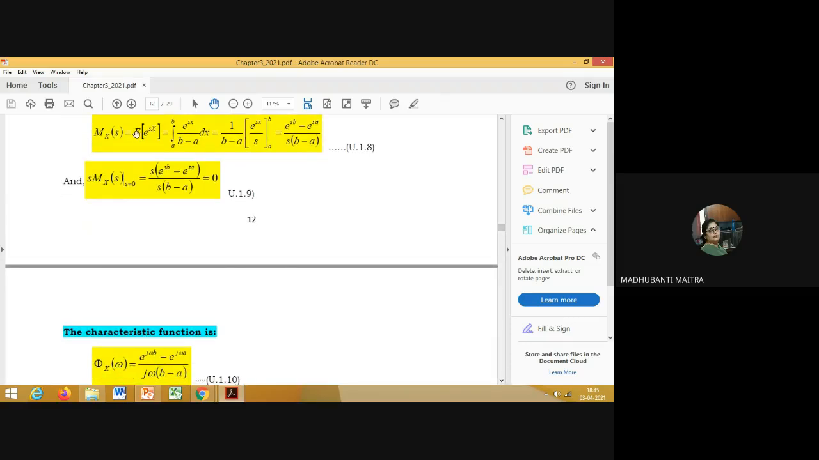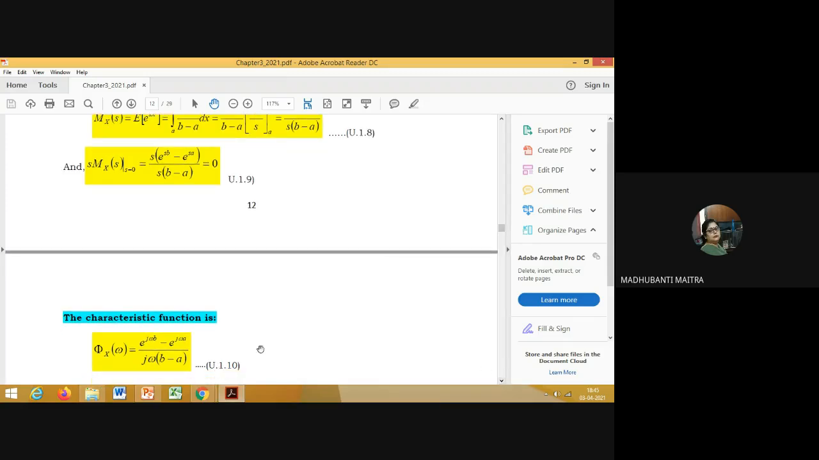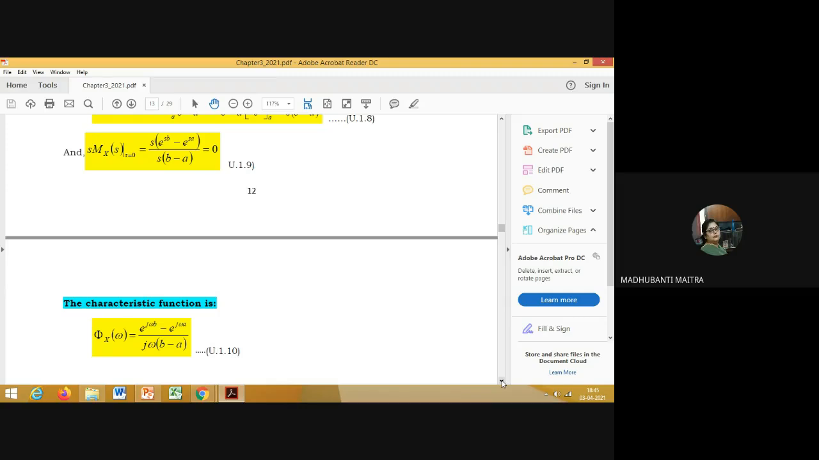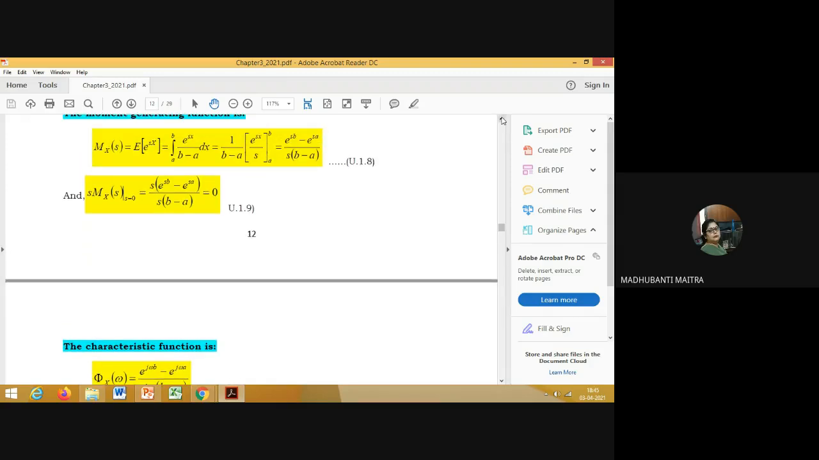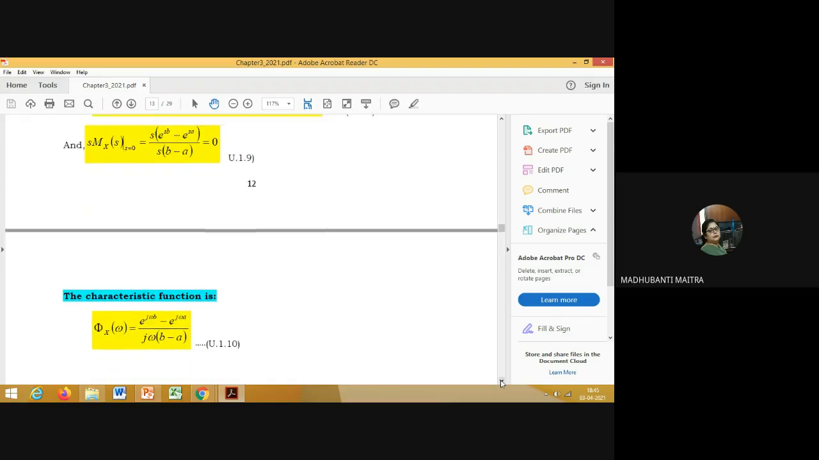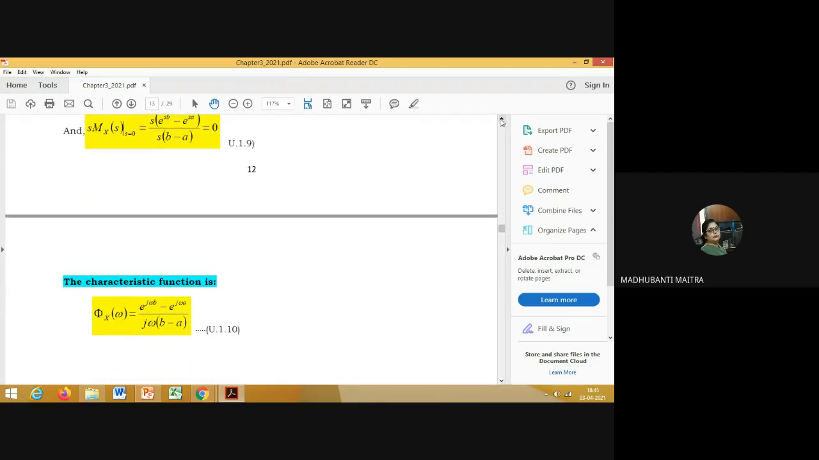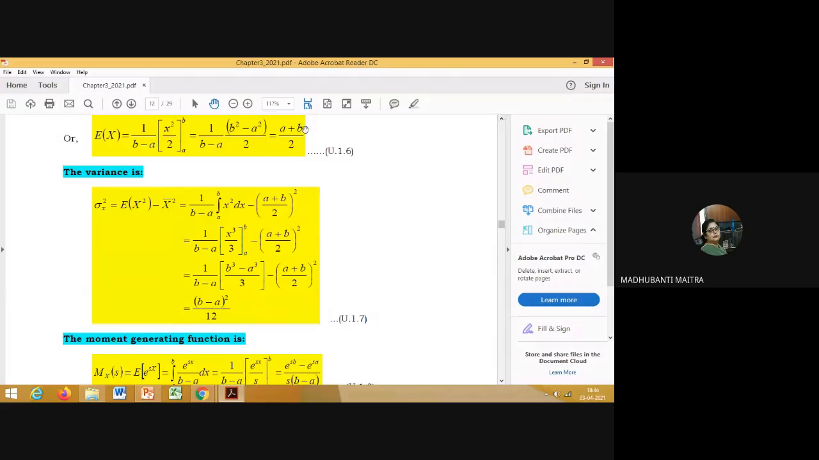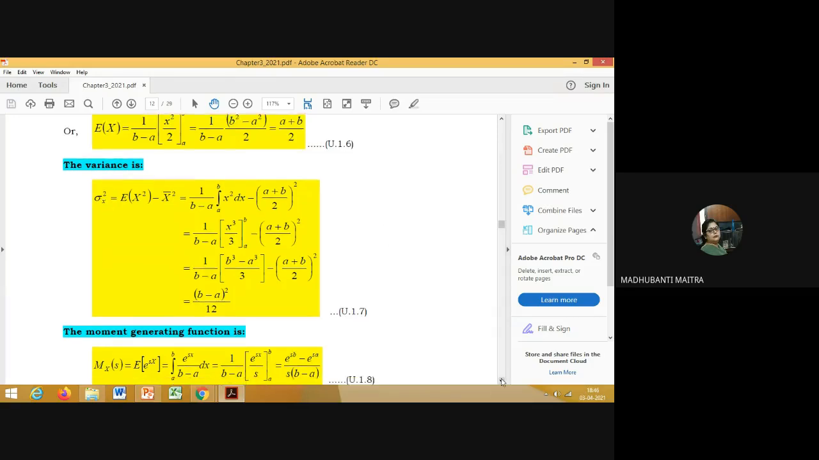So similarly, from this moment generating function, we can also write down the characteristic function. So your assignment is to find the expected value of this distribution as well as the variance, either from this moment generating function or from this characteristic function, right? And try to corroborate those two values with the values that you obtained when you computed the expectation and the standard deviation using the basic definition. Is it clear?